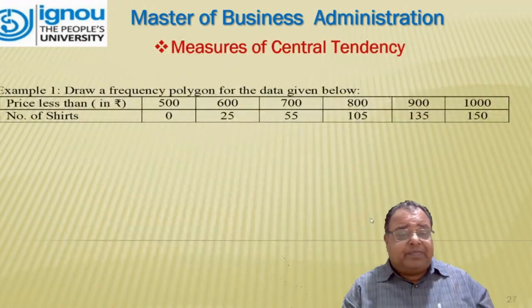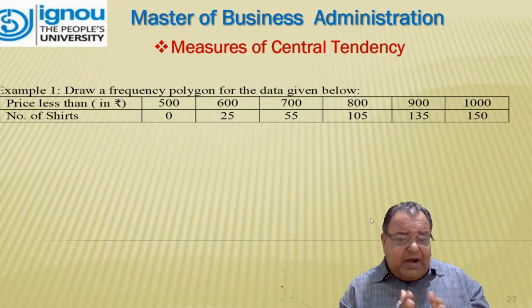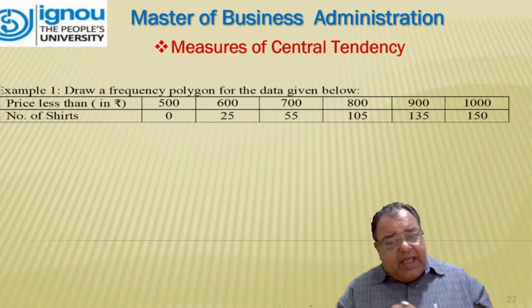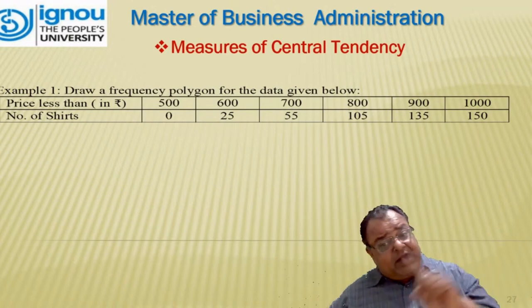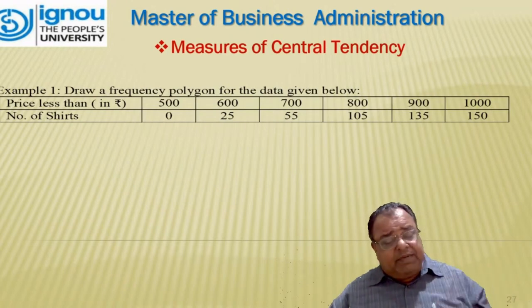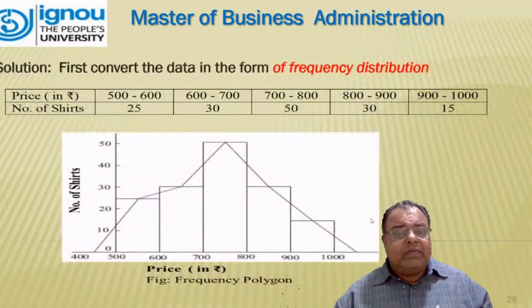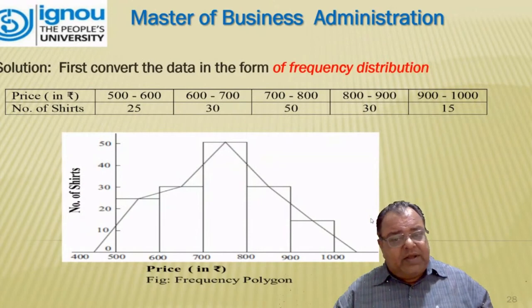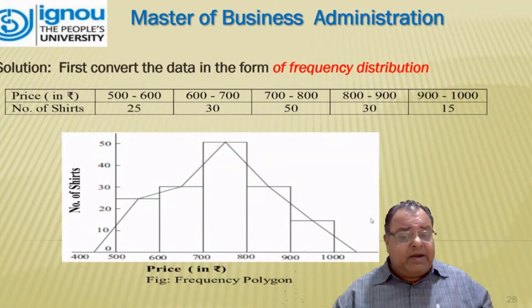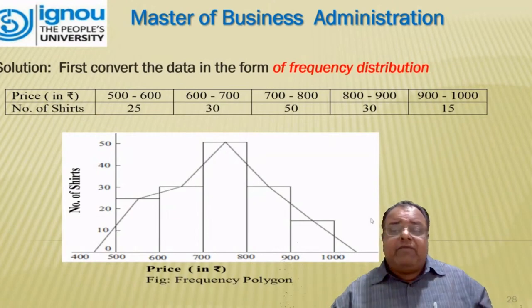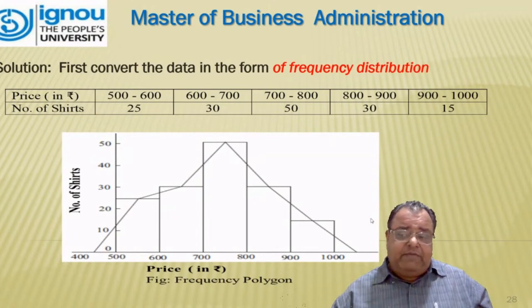You can see that for 500 to 600, we have 25. And from 500 to 700, we have 55. That means from 600 to 700, it will be 30. Here it is converted in this way. Similarly, for 700 to 800, it will be 50. 800 to 900, it will be 30. And from 900 to 1000, it will be 15.